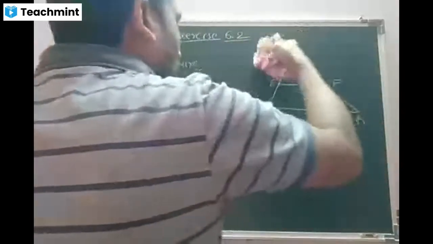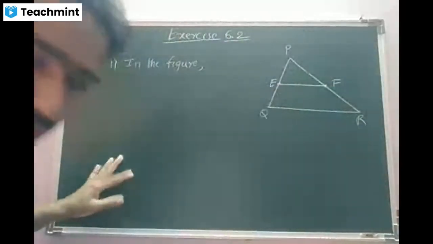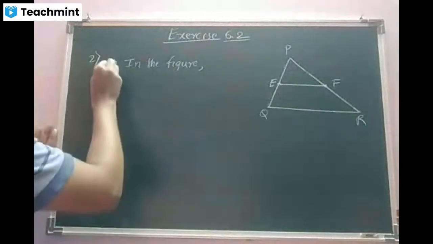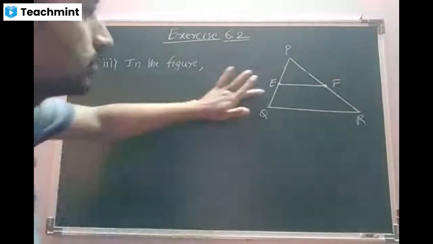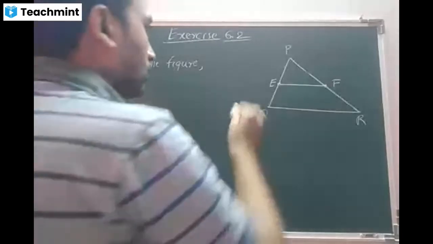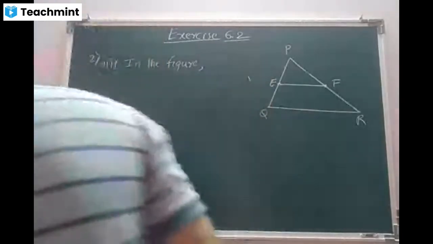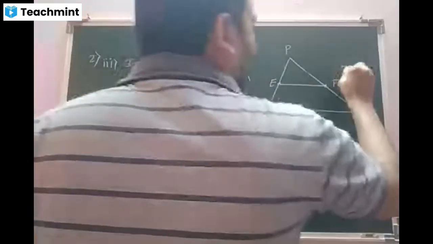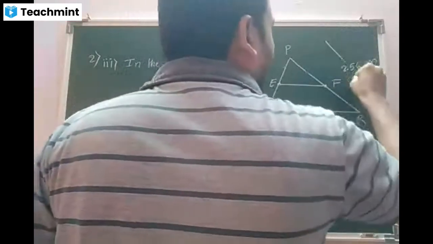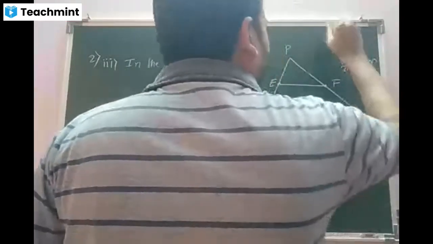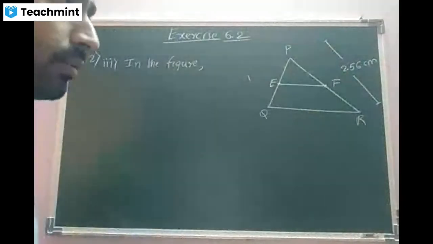Tanuja, read the question, beta, the third one. Yeah, sure. PQ is equal to 1.28 centimeter, PR is equal to 2.56 centimeter, PE is equal to 0.18 centimeter, and PF is equal to 0.36. Okay, beta. Look at the measurements.